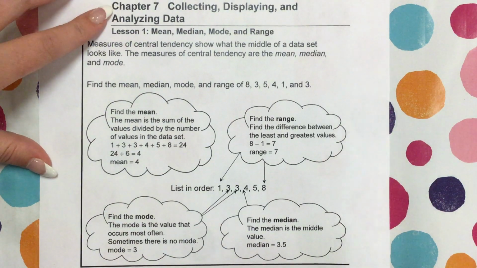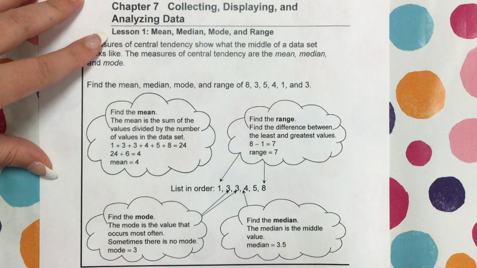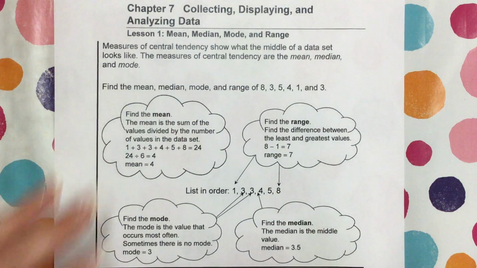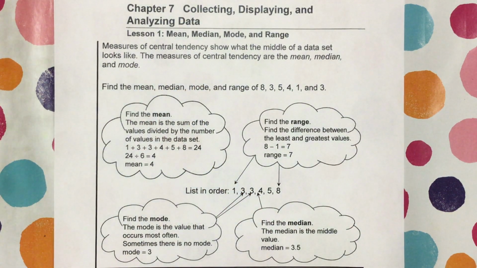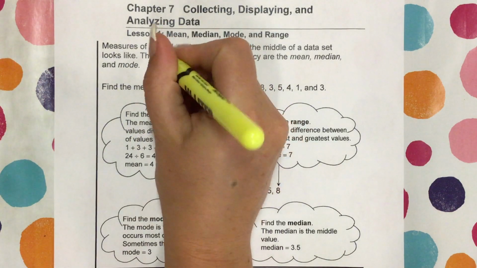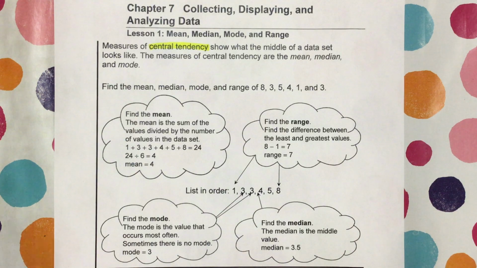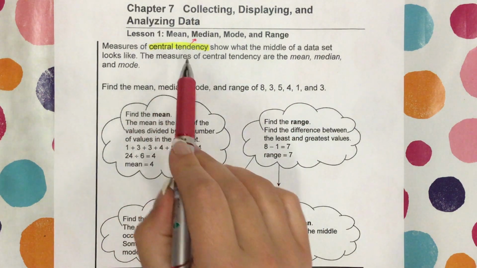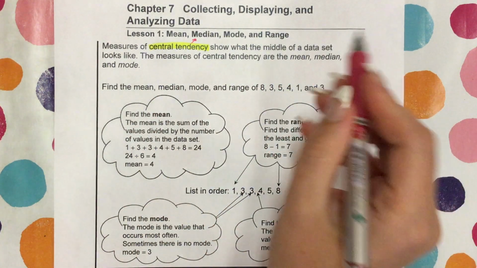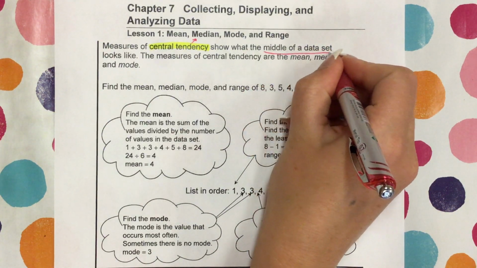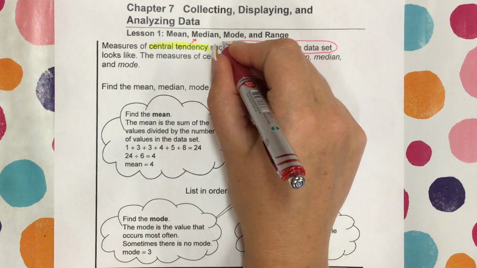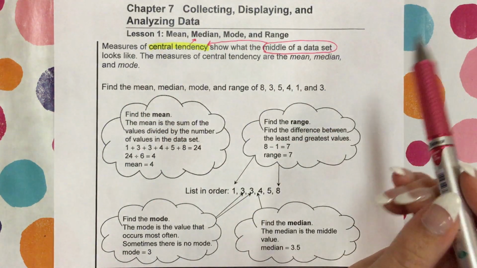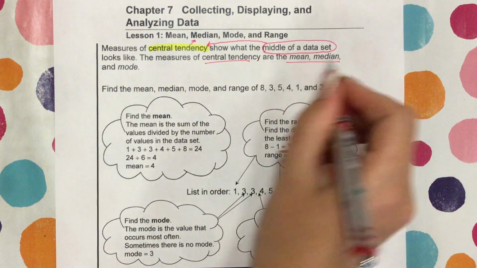Okay, we're talking about Chapter 7, Analyzing Data, focusing on Lesson 1: Mean, Median, Mode, and Range. These are called measures of central tendency. Whenever you see the words central tendency, you know we are talking about the mean, median, mode, and range. The measures of central tendency show what the middle of the data set looks like. The measures of central tendency are the mean, median, and mode. I kind of gave you a spoiler alert on that one.